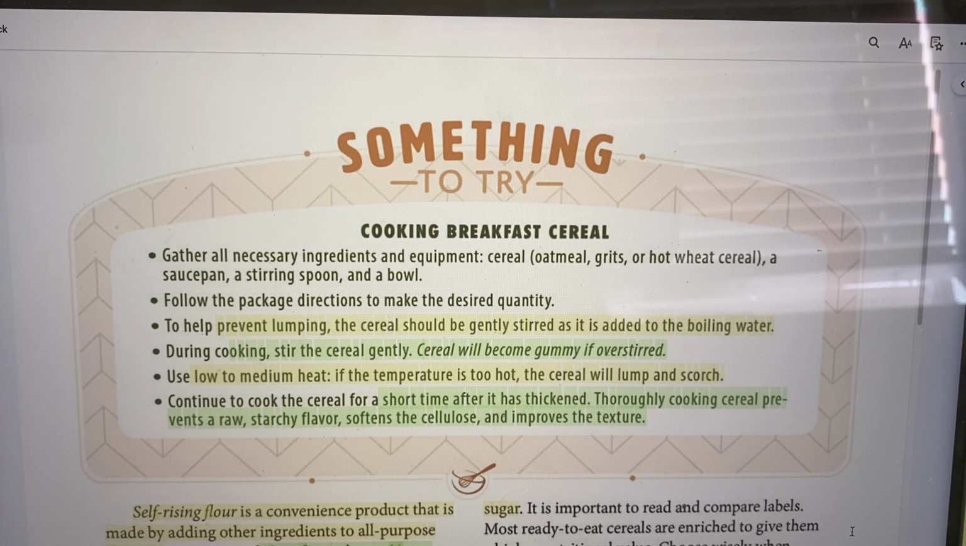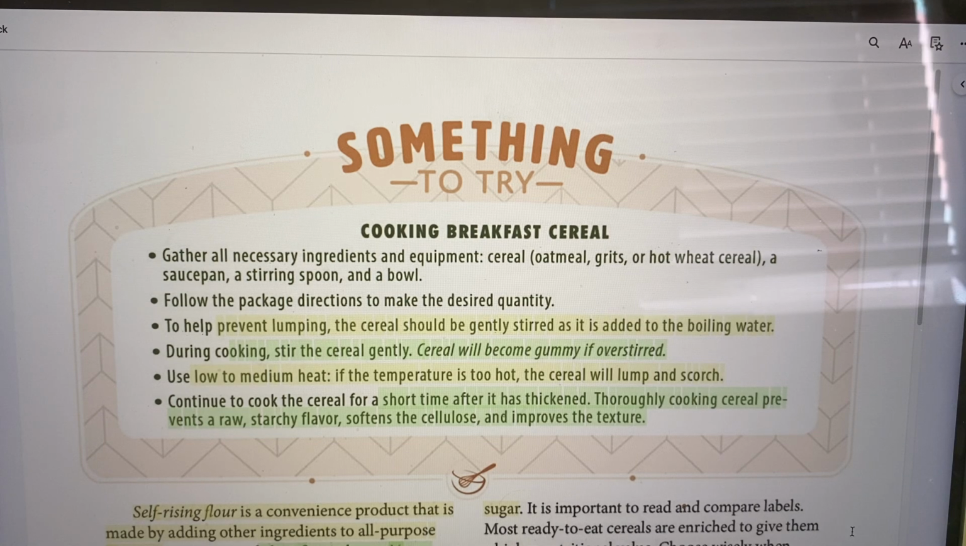And continue to cook the cereal for a short time after it's thickened. Thoroughly cooking cereal prevents raw, starchy flavors, softens the cellulose, and improves the texture. So the key is to make sure you're stirring, especially when you add the cereal, because you don't want lumps. After the lumps are gone, make sure you don't stir too much, and make sure that you cook it enough, but not too much.